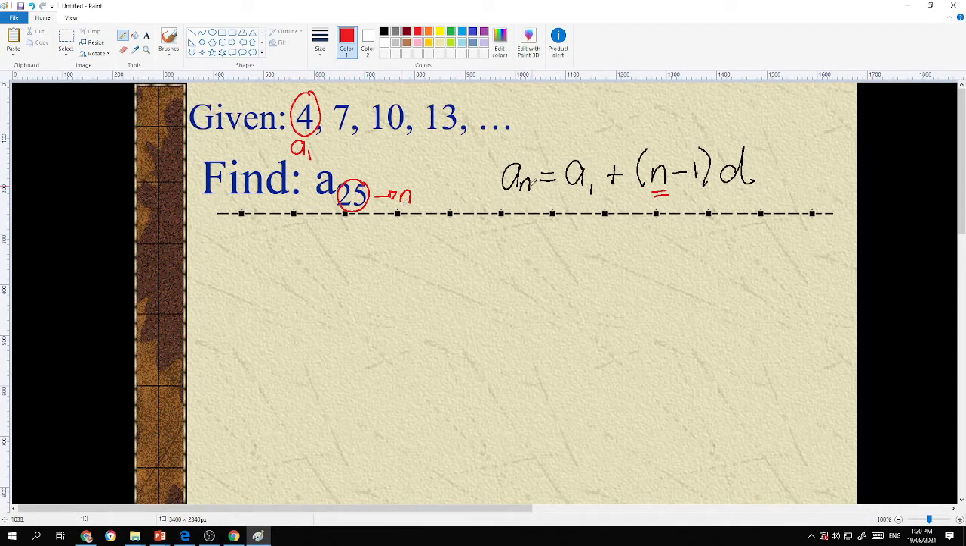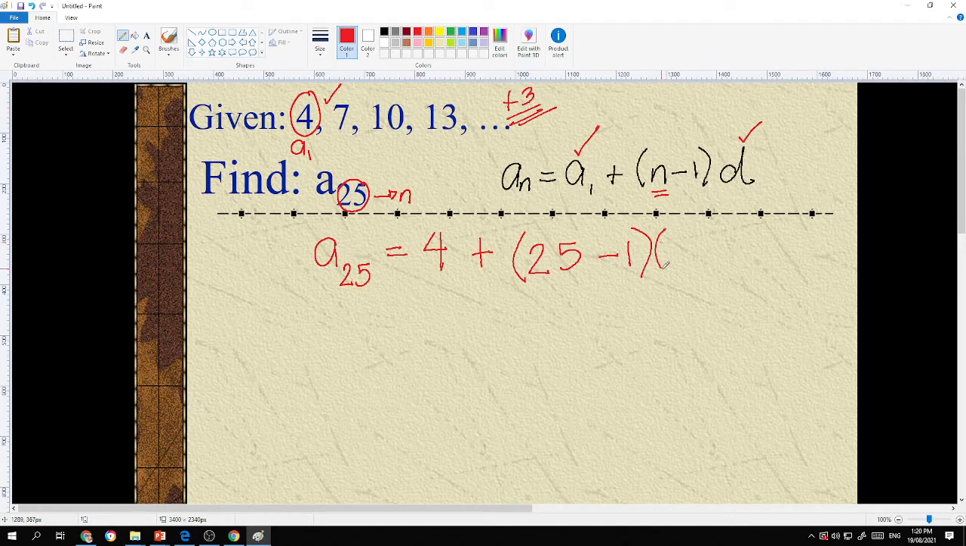Okay? So, meaning, if I'm gonna be solving this, so a sub 25 is equal to, what is the first term again? The first term is 4. 4 plus, the value of n is 25. Minus 1. Now, what is the common difference? 3. Because nag-plus 3 man ta dire. So, meaning, I'm gonna multiply this by 3. Okay. First thing to do, you do the subtraction inside the parentheses. So, what is 25 minus 1?